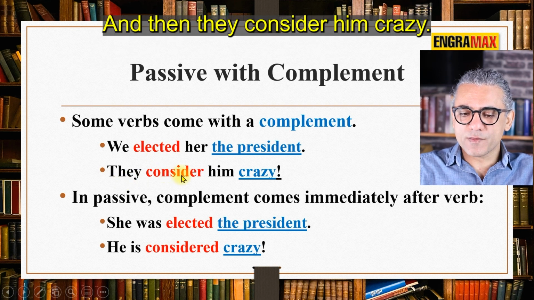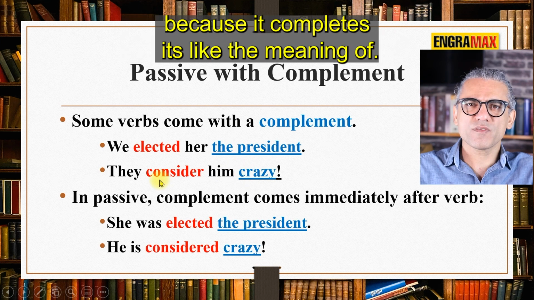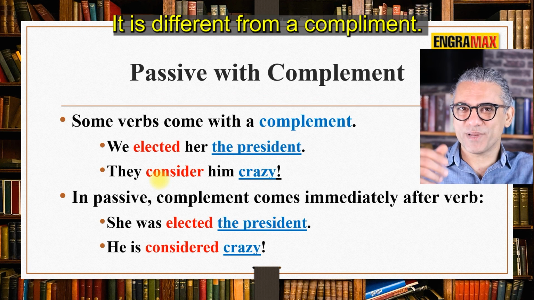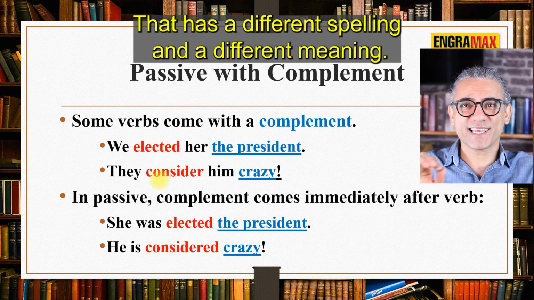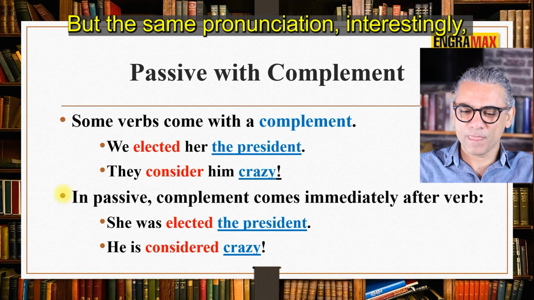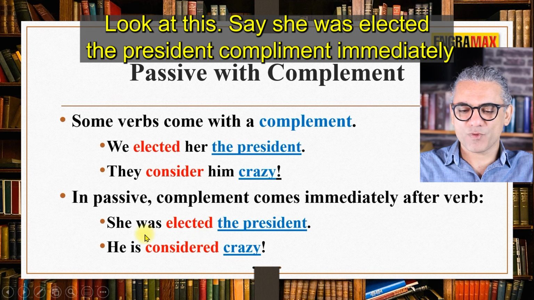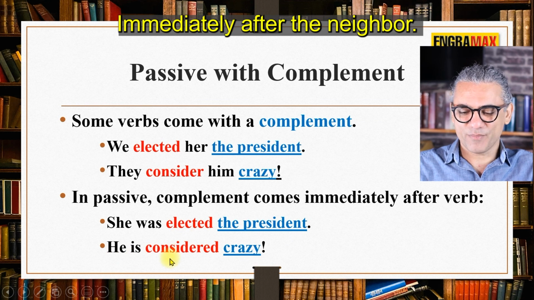And then "they consider him crazy." "Crazy" in here is the complement for consider because it completes it. That's the meaning of complement. It is different from compliment, when you say nice things about other people. That has a different spelling and a different meaning, but the same pronunciation, interestingly. In passive, the complement comes immediately after the verb. Look at this. We say, "She was elected the president." Complement immediately after the verb. "He is considered crazy." Crazy immediately after the main verb.